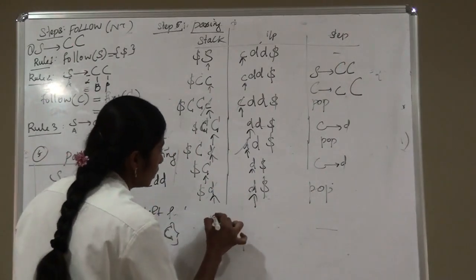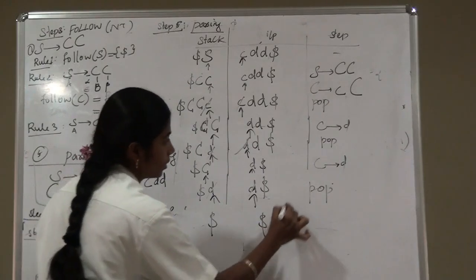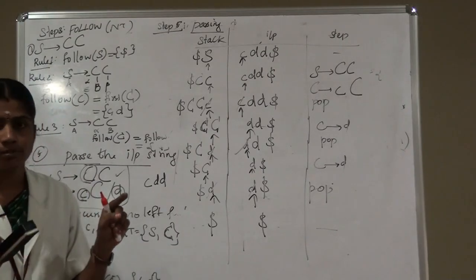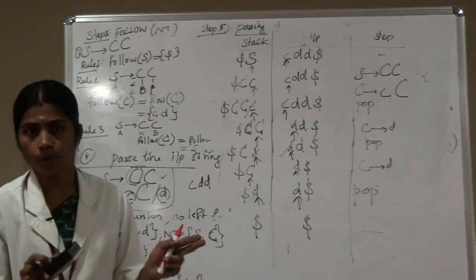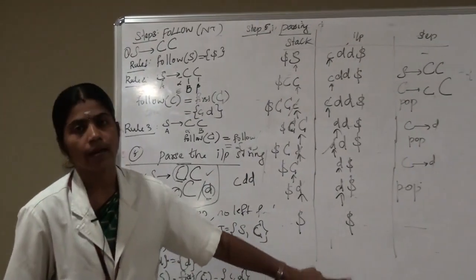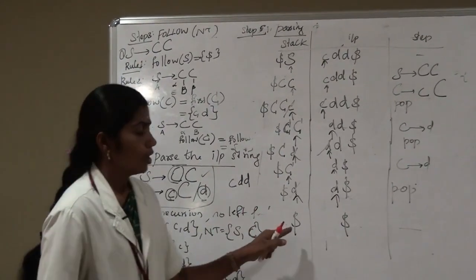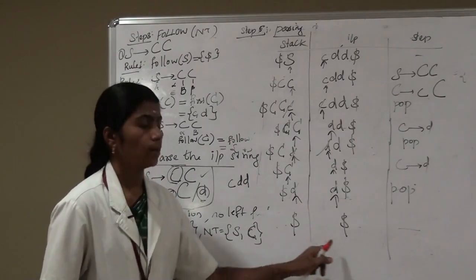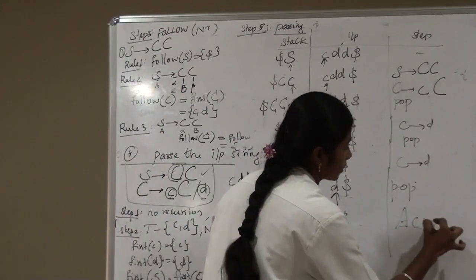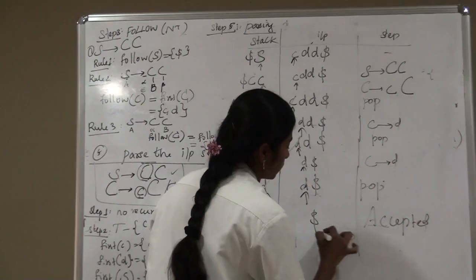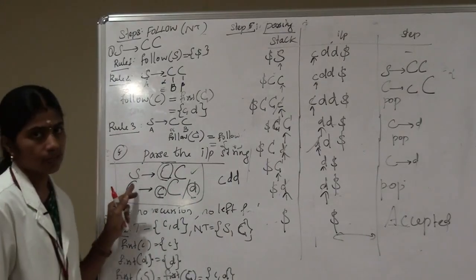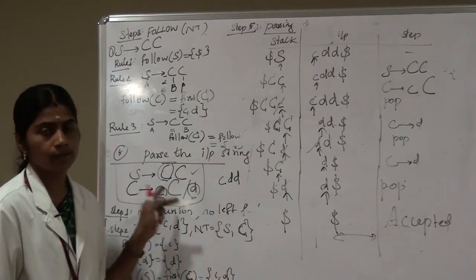After popping this d, you will have dollar here and dollar here. Finally, what is the case in parsing: if the top of stack and the input symbol match, then you have to pop. If it doesn't match and you have only a non-terminal, then find the proper entry in the table and push that onto the stack. If you have dollar on the stack and dollar in the input, that denotes the end of parsing. So you have to say the string is accepted. So now we have parsed the grammar using predictive parsing, and we have checked whether the string is accepted by this grammar or not.